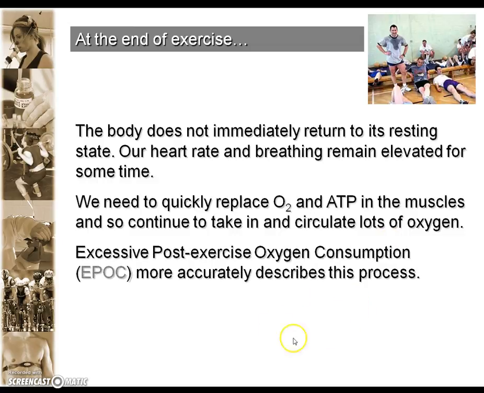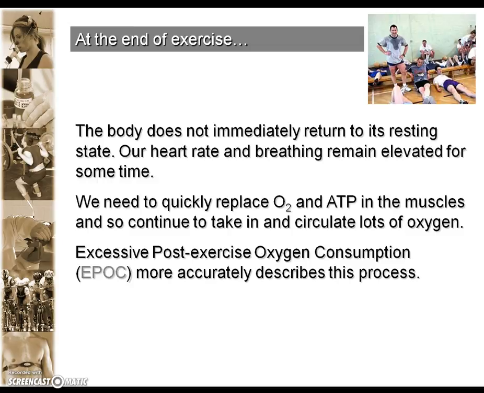So, what happens? There is a process. At the moment, I've asked you to do firstly a quick definition of oxygen deficit. Then I've asked you to do a diagram that very clearly shows where the oxygen deficit is. Then when you finish exercise, the term used to describe repaying the oxygen deficit we had at the start of our exercise period is called EPOC.